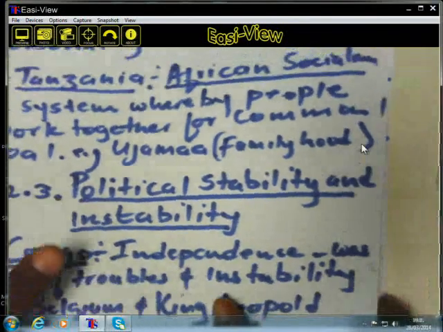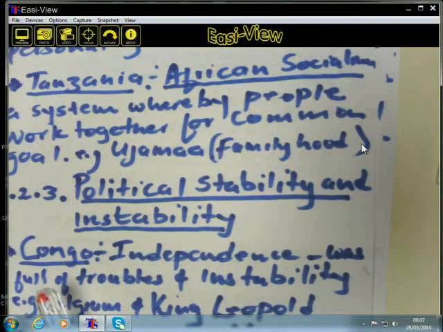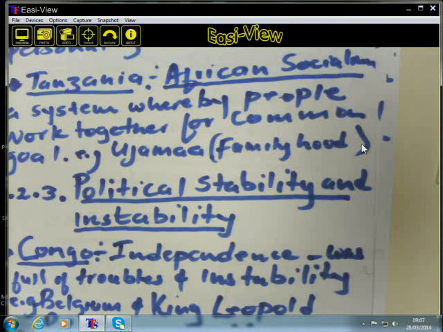Then you'll be addressing the issue of political stability and instability. In Congo, what happened? That independence, how did Congolese get their independence? Was it easy, or was it problematic or troublesome? That is another fact that we should consider, as how did the two countries obtain their independence. Congo didn't receive their independence freely. There was a lot of instability.